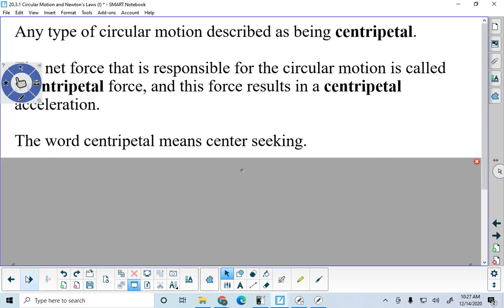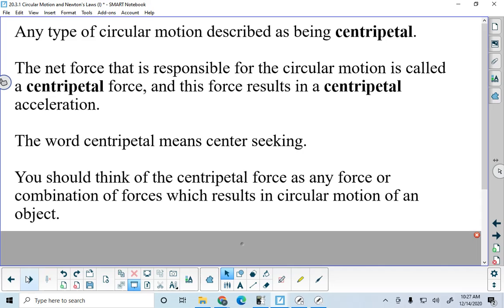The word centripetal actually means center seeking. I don't know if it's Latin or Greek, well, it's got to be Latin. It means center seeking. So the force is towards the center. The object is trying to get to the center, but it never can because of its perpendicular motion. Basically, just think of the centripetal force as being any force or combination of forces which results in the circular motion of the object. So no matter how many forces there are acting on an object, as I'm driving around a circular racetrack in my truck, the end result is I travel in a circle, so there's a centripetal force.